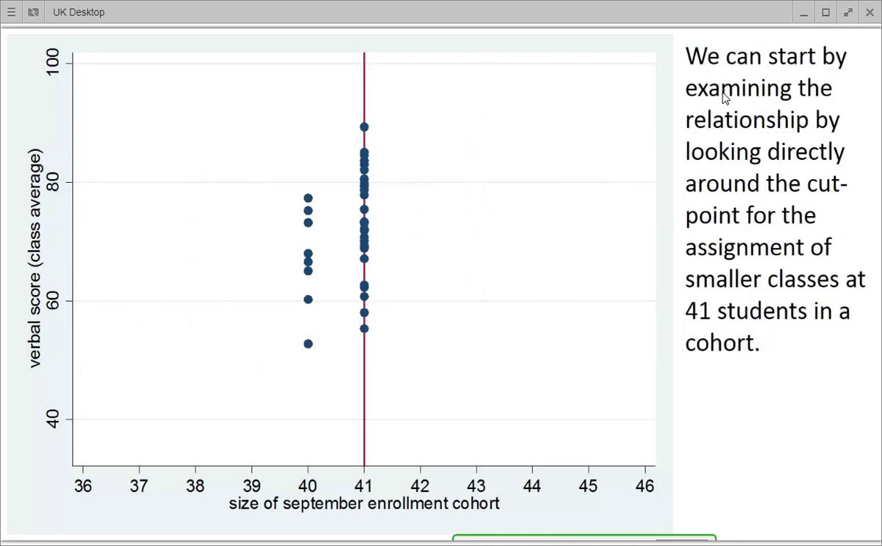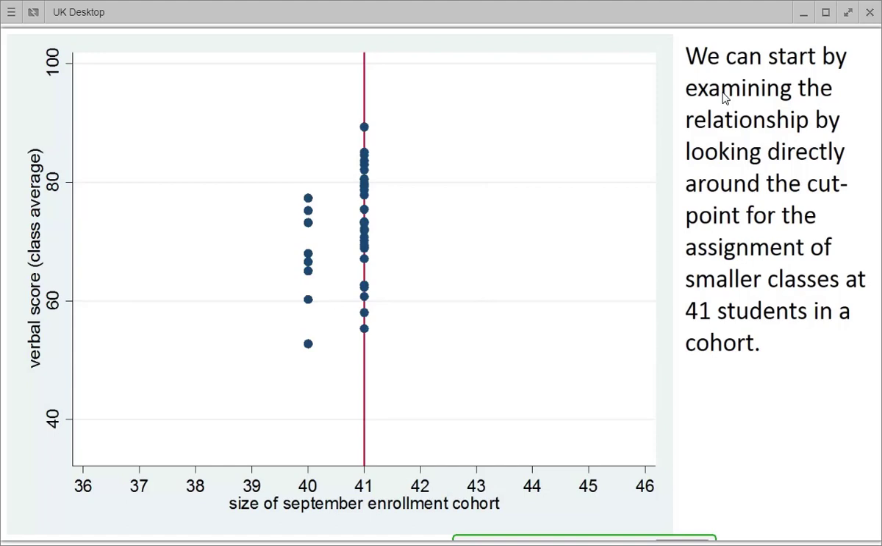Well, we can break this down and simplify it a little bit so that the pattern taking place becomes more clear. We're going to start by looking just around that cut point. Specifically, all the classrooms where there was a cohort of 40 students, so one large class, the comparison condition, versus all of the classrooms where there was an enrollment cohort of 41 students, so two smaller classrooms on either side.